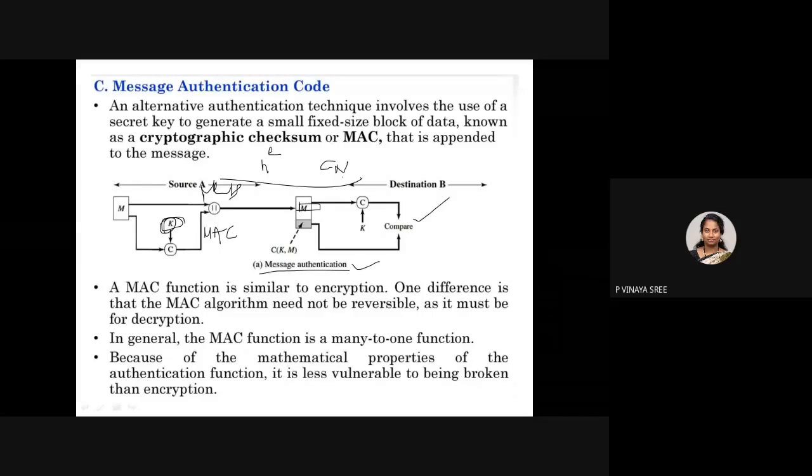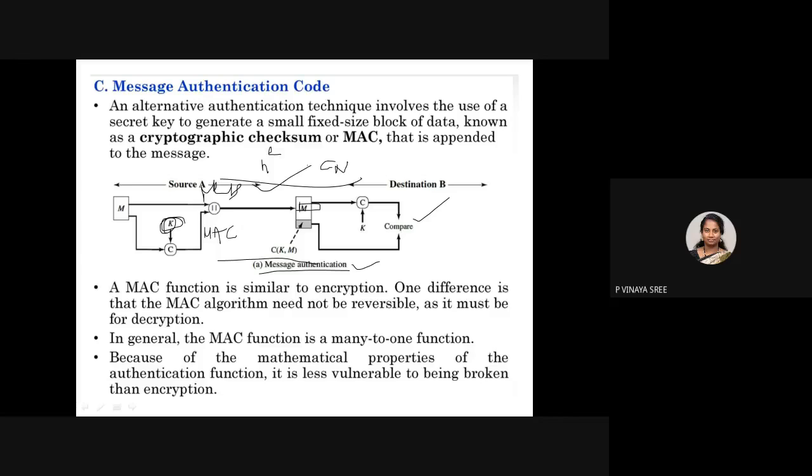So in some applications where authentication is much more important than confidentiality, we can use this. But in some cases, like your online banking, you cannot show your bank account password to everyone. I cannot broadcast my bank account password, that should be confidential. So in such a case I cannot use this approach.